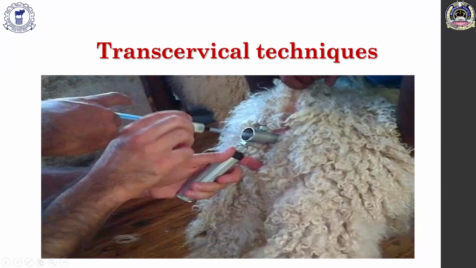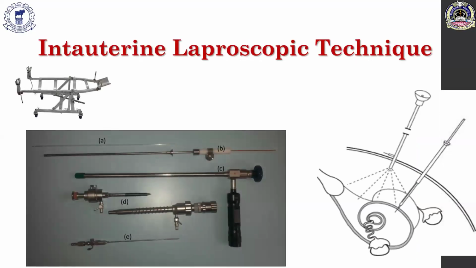In young females, placing a vaginal speculum or vaginoscope is very painful. So in this case, only the insemination pipette is placed in the vulva and semen is discharged at the bottom of the vagina. So this is about the transcervical technique.